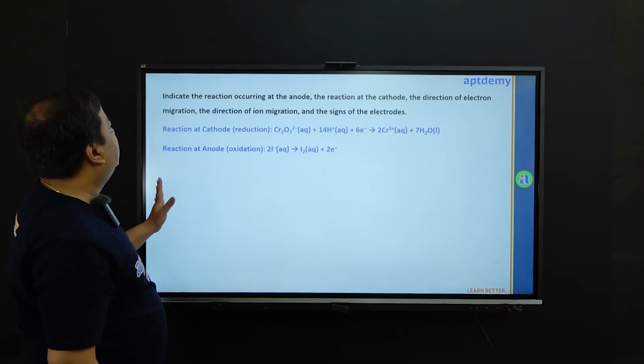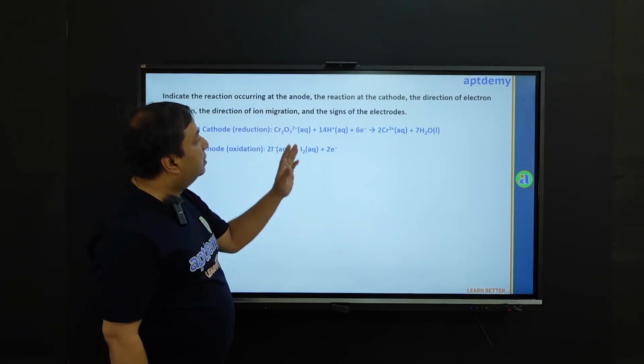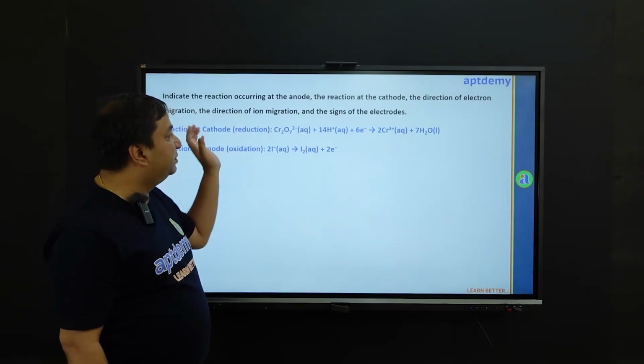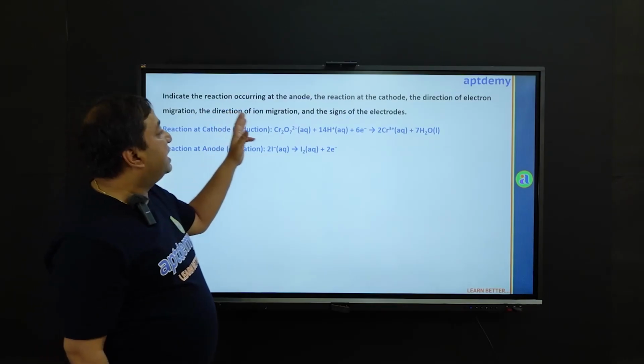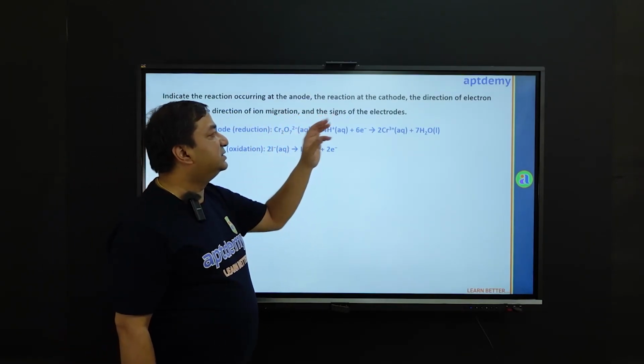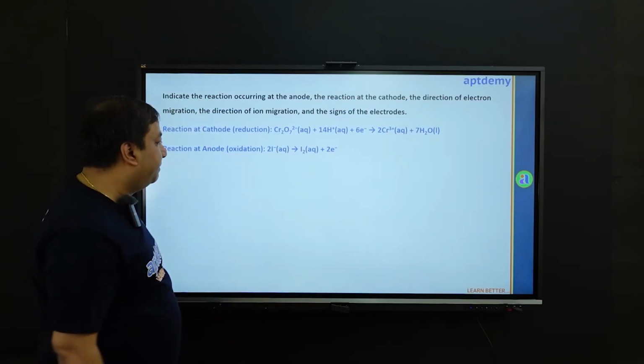As the question had asked, indicate the reaction occurring at the anode, the reaction at the cathode, the direction of electron migration, which we have shown in the previous slide, the direction of migration of ions, which we have shown, and the signs of the electrodes have also been given.